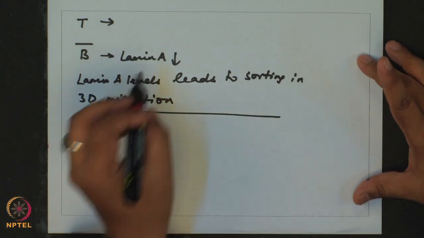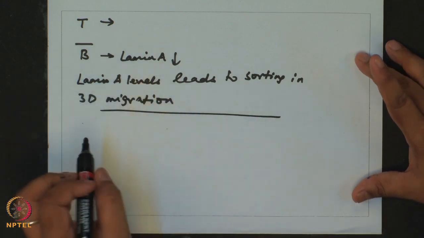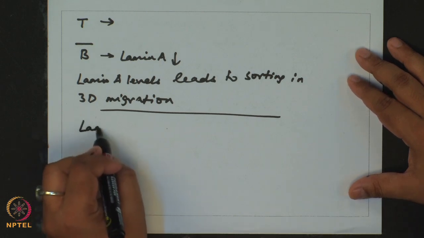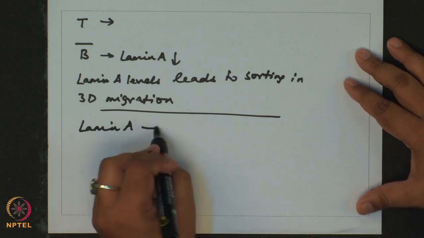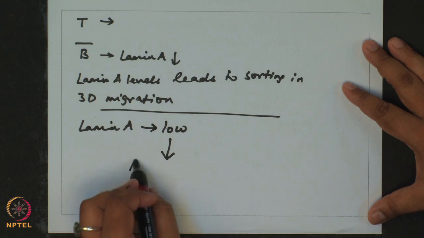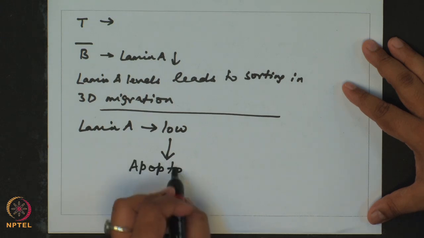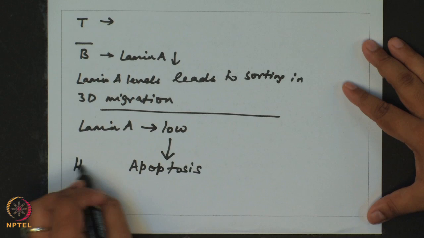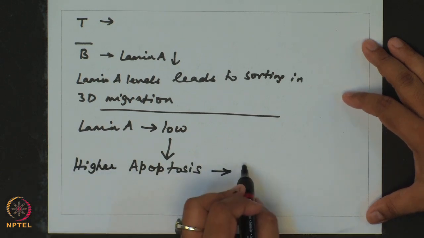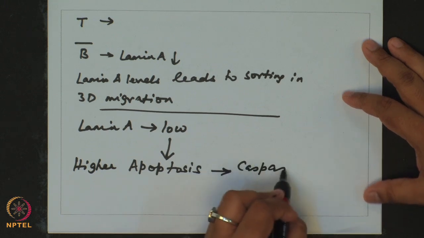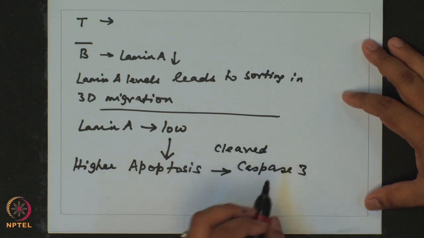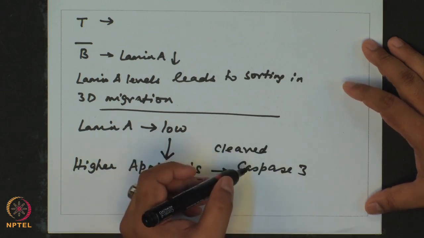But there is one cost of low Lamin A levels. What they found was in the cells which exhibited less Lamin A expression, these cells also had a tendency to apoptose after they migrated. And they did this assay by probing cleaved caspase 3, the proportion of cells which had positive cleaved caspase 3.